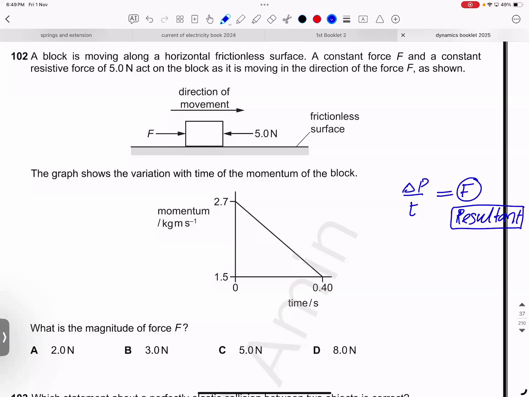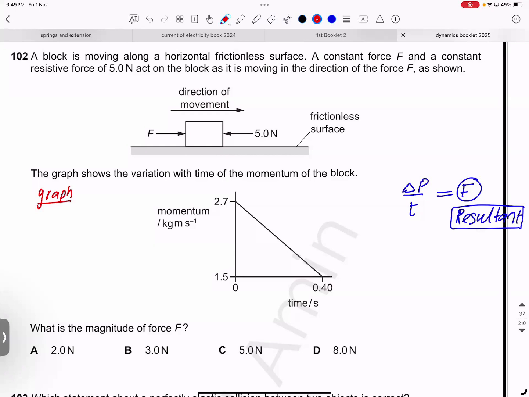How do we state the Newton's second law of motion? The resultant force is proportional to rate of change in momentum. Do we say force? No. So if you don't focus on the word resultant, you may make the mistake. Then the graph will be used to find F. So let's go to the graph first, as I told you.